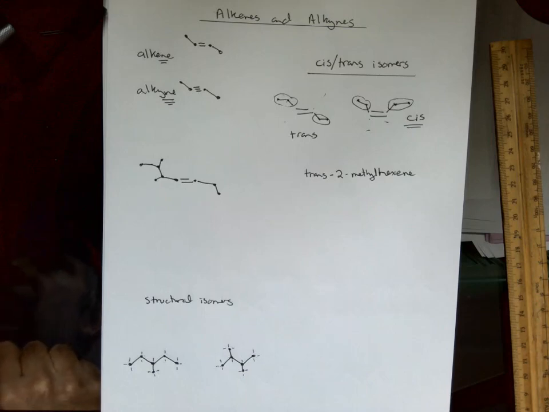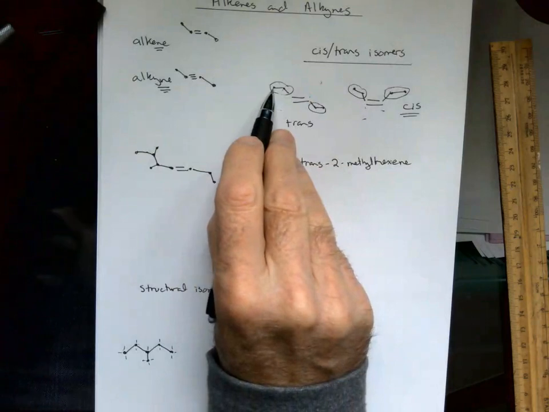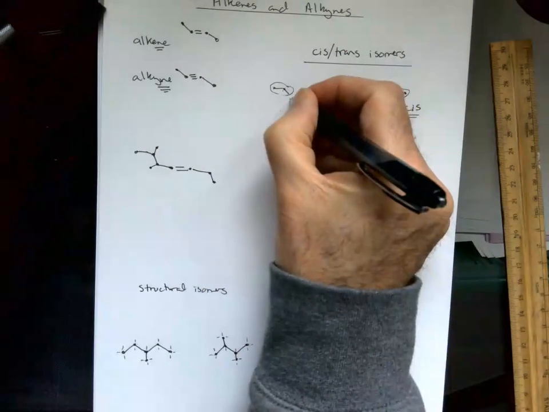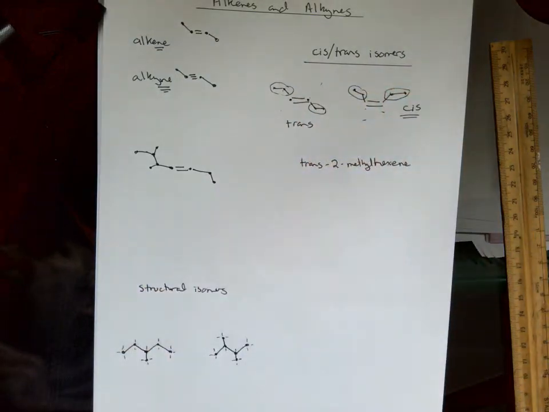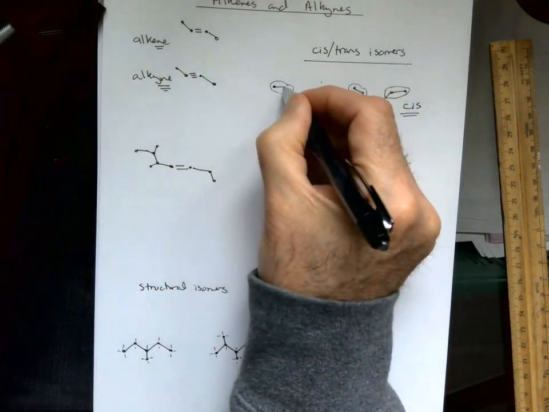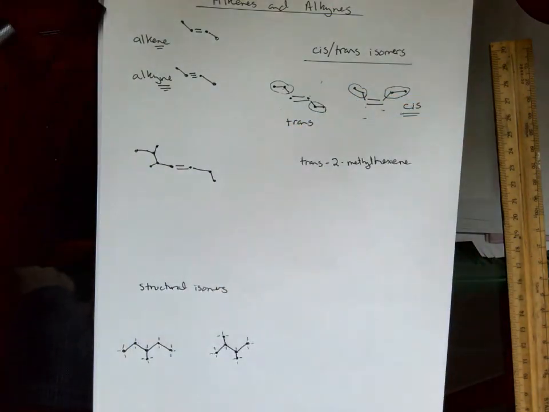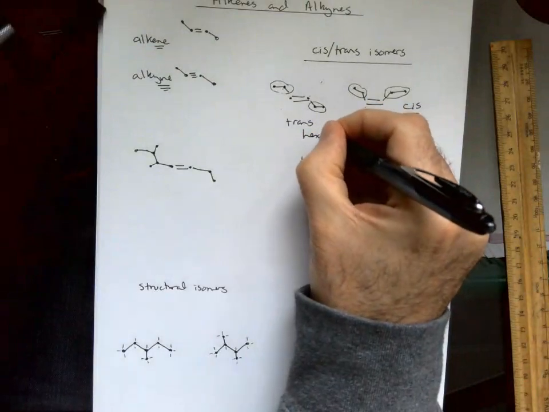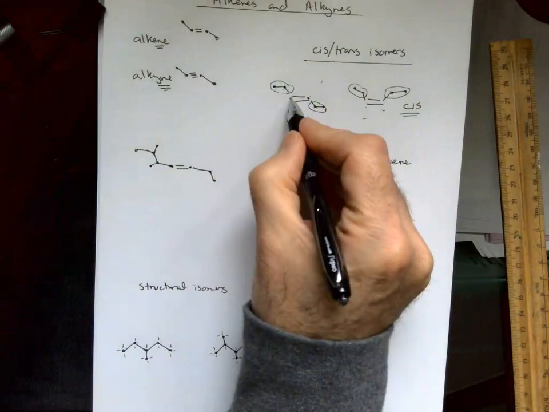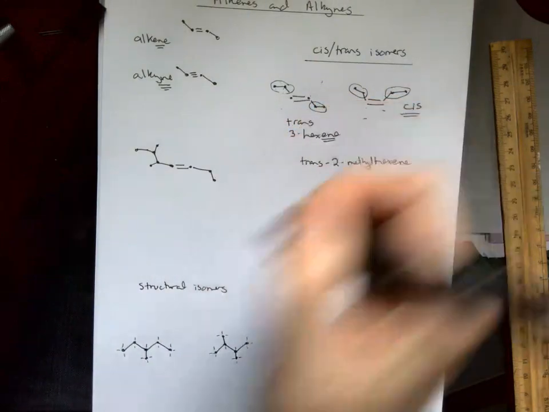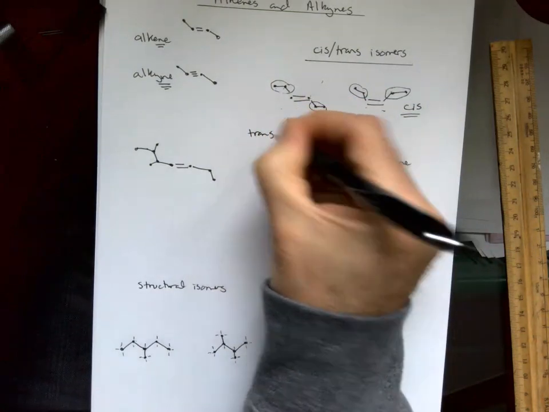So what we do is we find the longest chain, 1, 2. It's always a dot at the beginning and the end of the double bond. So it's 1, 2, 3, 4, 5, 6. So what we have is hex. This is hexene because it's got a double bond in it. Where is the double bond? It's on the third carbon. So that is 3-hexene, and it is trans.